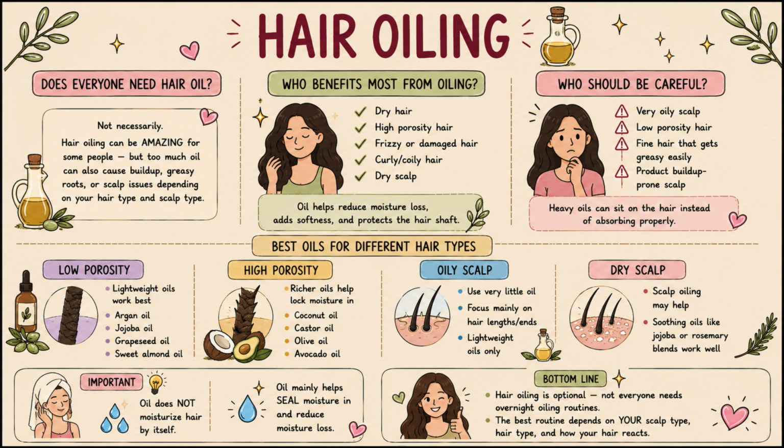Lightweight oils like argan, jojoba, grapeseed, or sweet almond work best. For high porosity, richer oils like coconut, castor, olive, or avocado help lock moisture in. Oily scalp, use very little, focus on the ends only. Dry scalp, oiling may help with soothing oils like jojoba or rosemary blends.